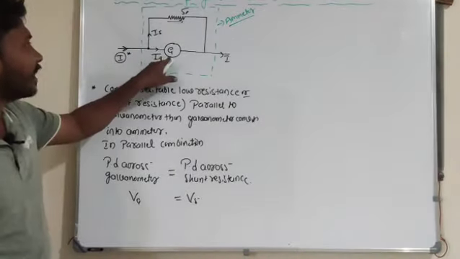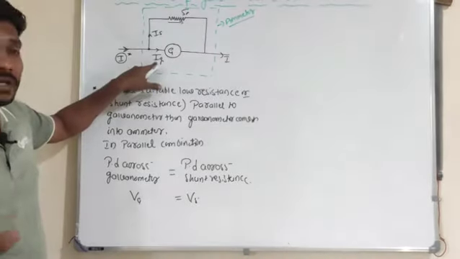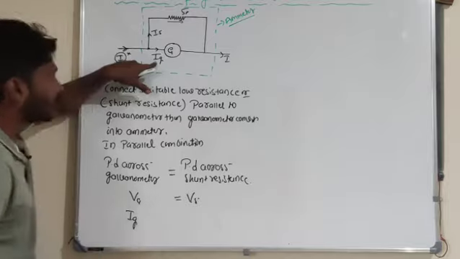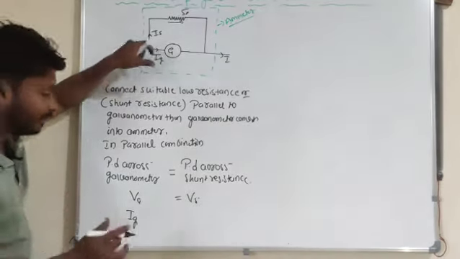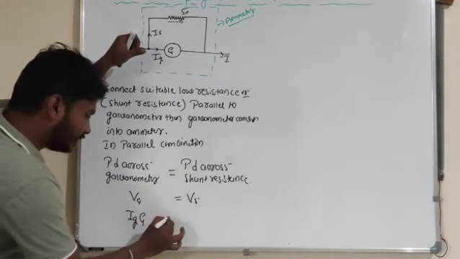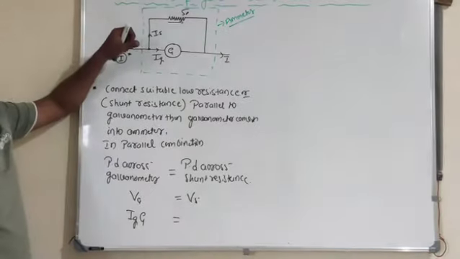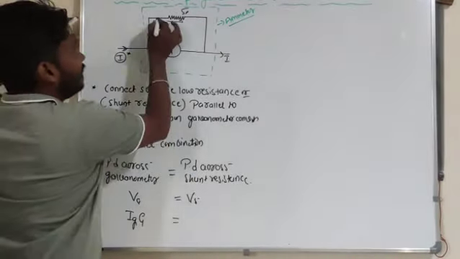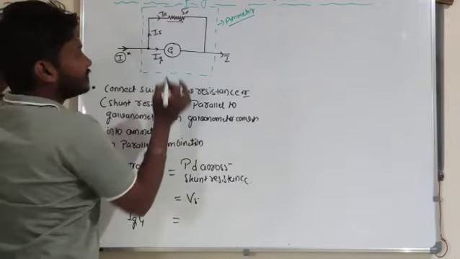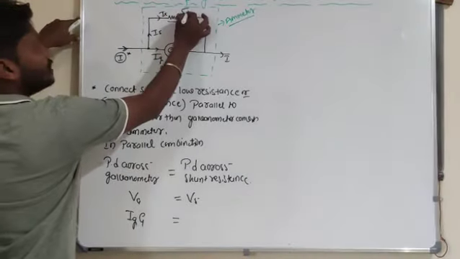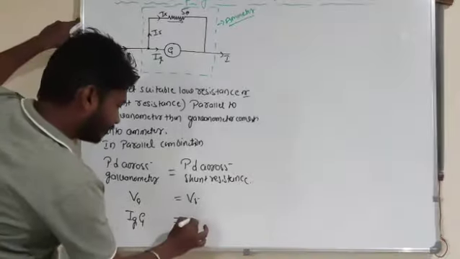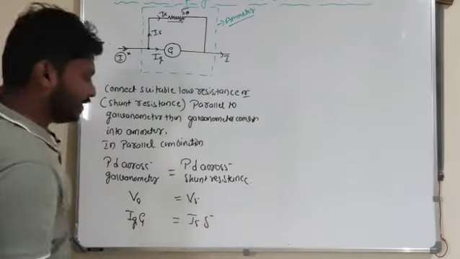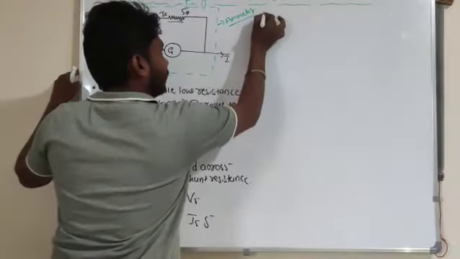Here I means the current flowing through the galvanometer. What is the current flowing through the galvanometer? Ig amount of current is flowing. What is the resistance of the galvanometer? The resistance of the galvanometer is capital G, which is equal to the potential difference across the shunt resistance. In that shunt resistance, Is current is flowing, and the shunt resistance value is S. So I take this as Is into S. This is the connecting formula.